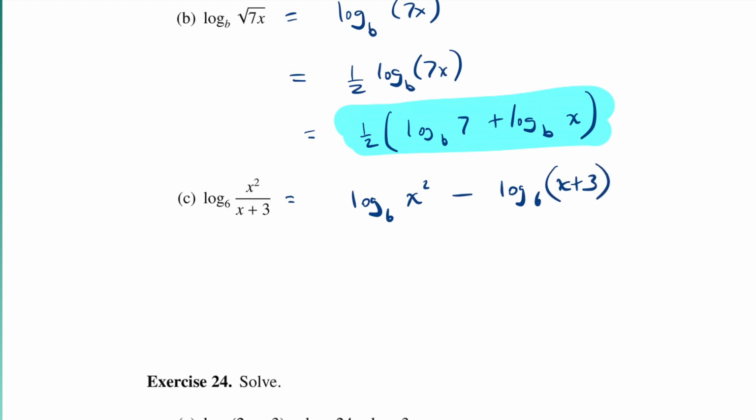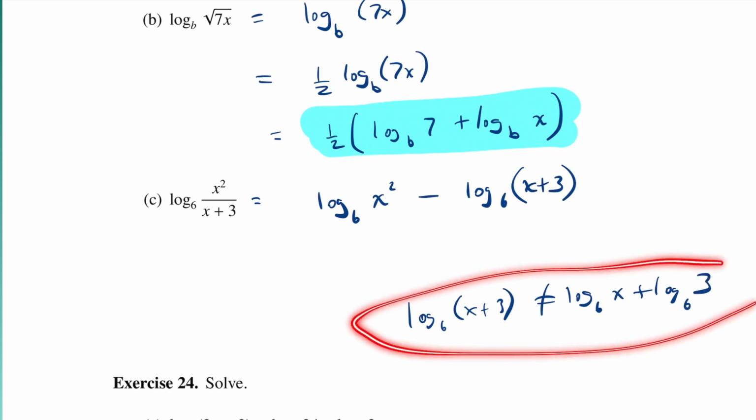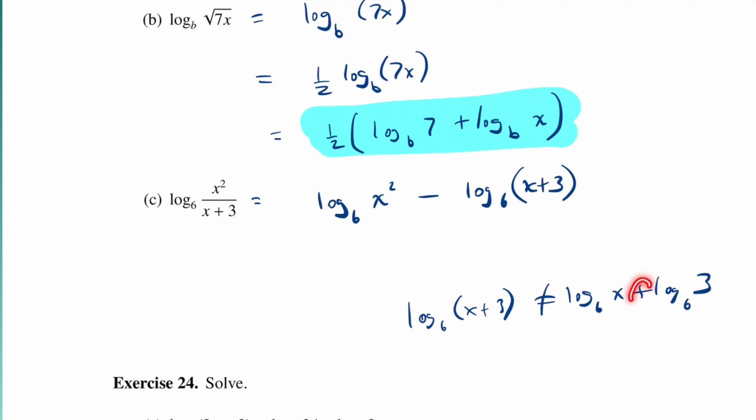And you may be tempted to separate these two, the x and the 3, but recall that log base 6 of x plus 3 does not equal log base 6 of x plus log base 6 of 3. That is not correct. The only way you can expand by addition is when you have a product, multiplication, not addition. So this would not be correct if I were to take that step.